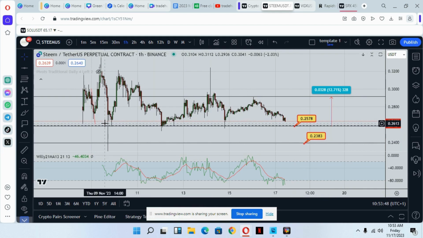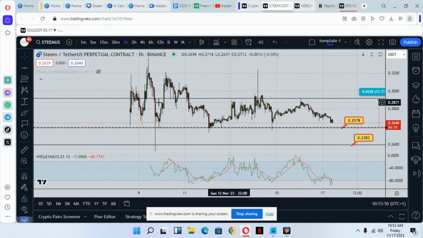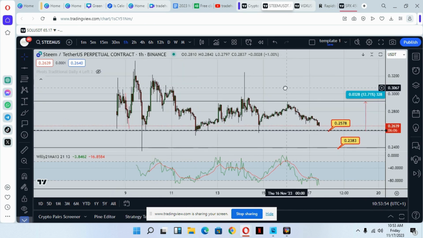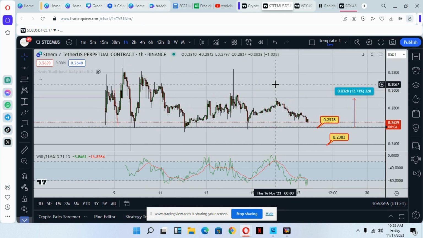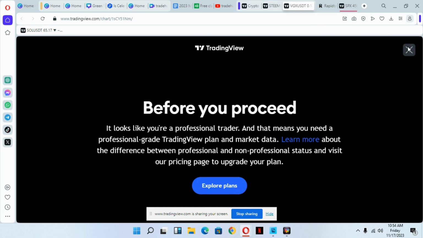As you can see, this is how I set up my trade. But as you can see in the past, the market has been moving around this support zone and this support zone. So our first trade entry is here. So I'm going to save this and watch what will happen. So let's look out for the other one, which is VGX.